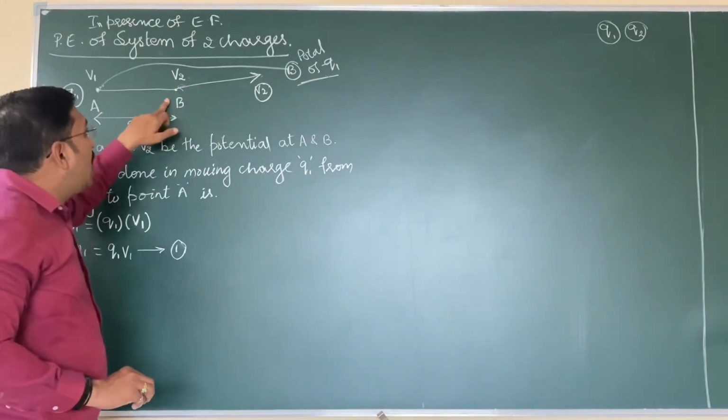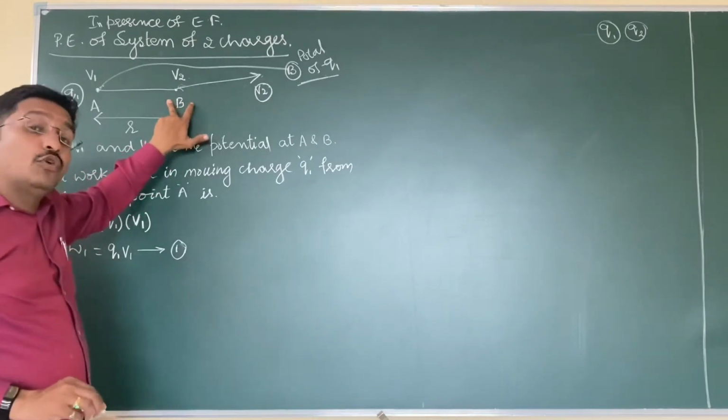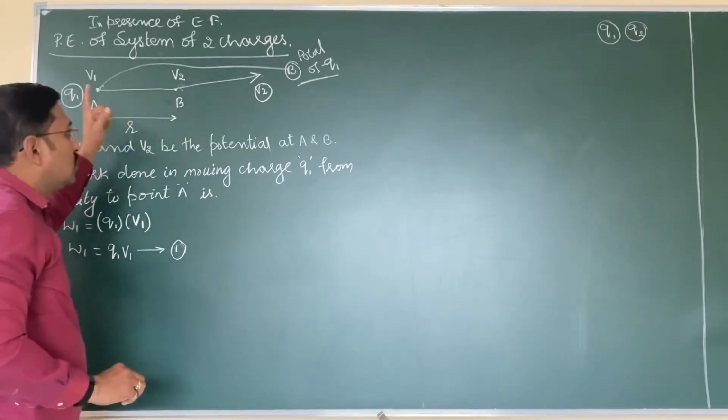One potential is because of the external electric field V2. Another potential is because of charge Q1.